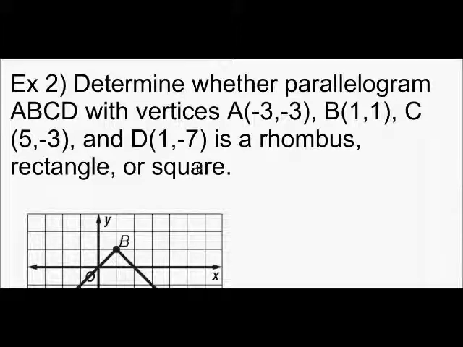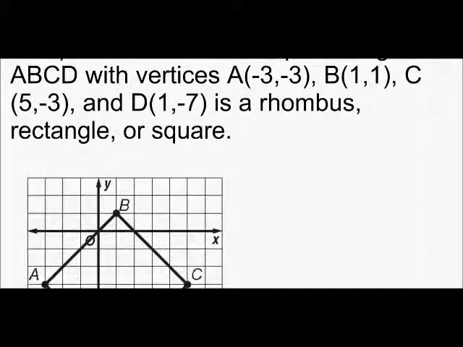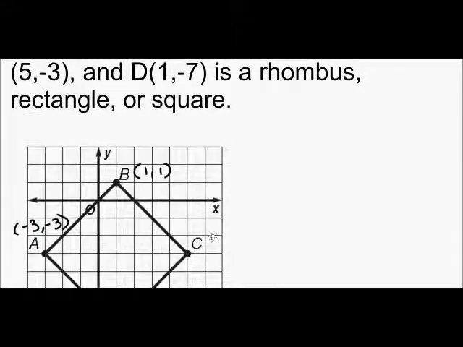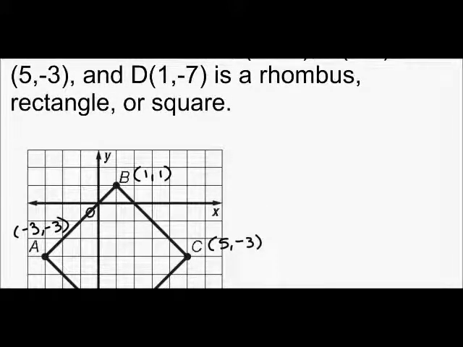Example 2. Determine whether a parallelogram ABCD with vertices A(-3, -3), B(1, 1), C(5, -3), and D(1, -7) is a rhombus, rectangle, or square. So we need to figure out which one of these this is.